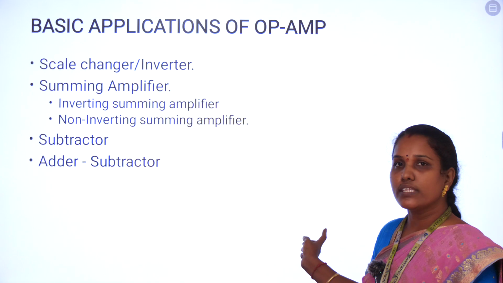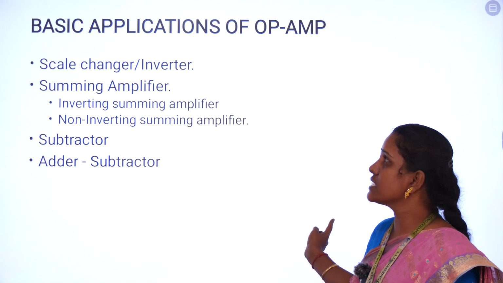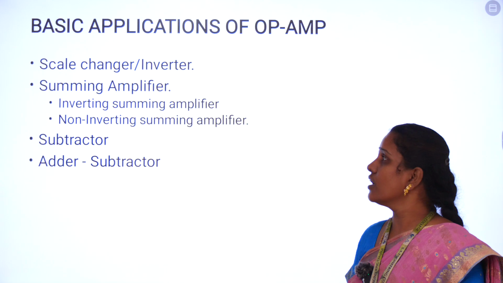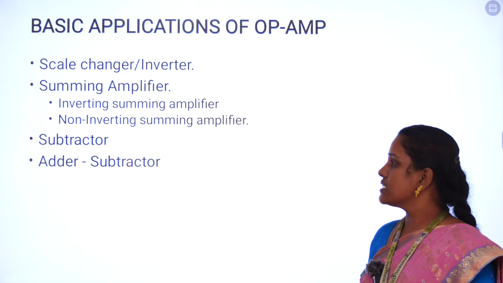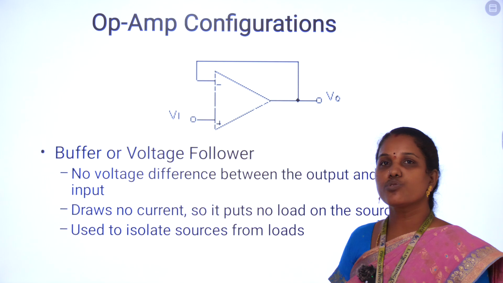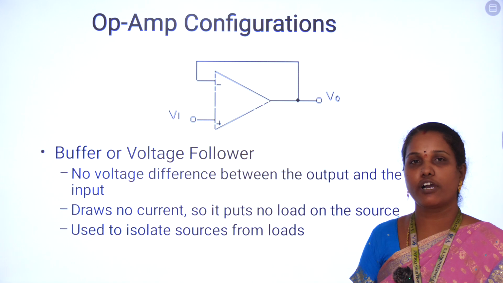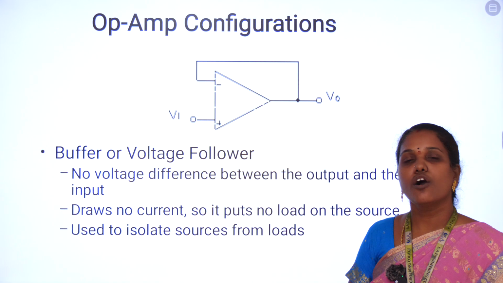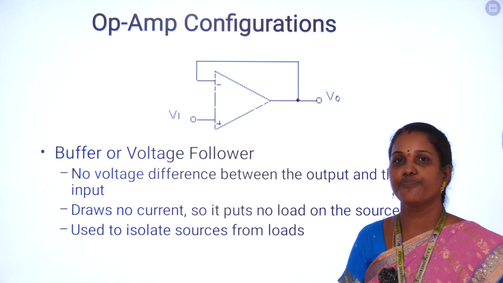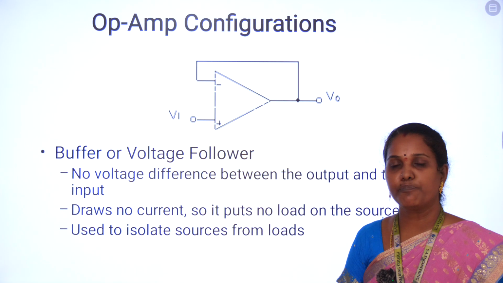The first thing we can discuss is the basic applications of IC741: scale changer or inverter, summing amplifier, then subtractor, adder and subtractor. First one, this is the basic thing of the operational amplifier. For the operational amplifier, you can give a DC voltage for biasing purpose.